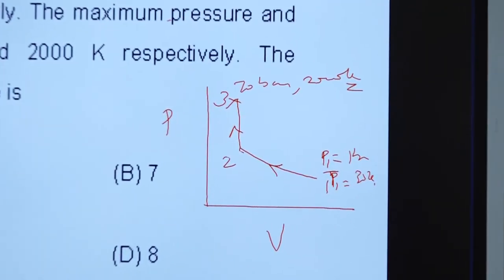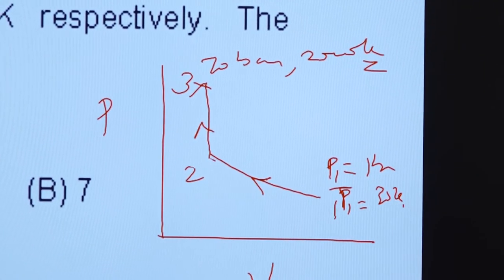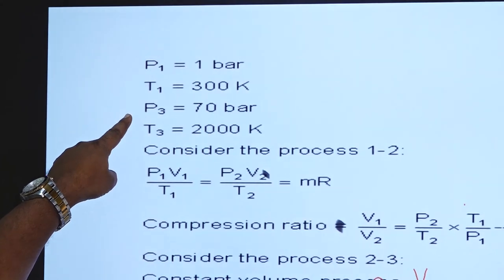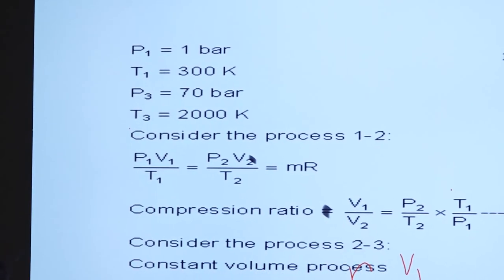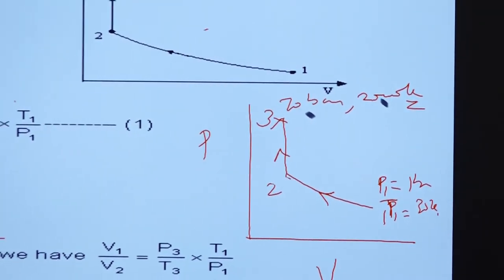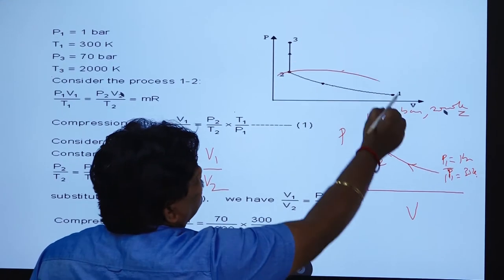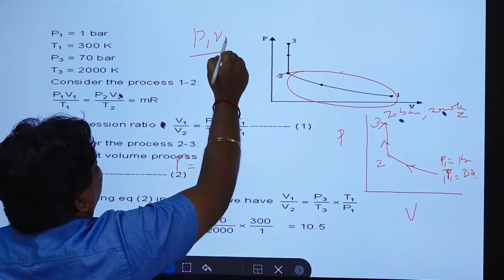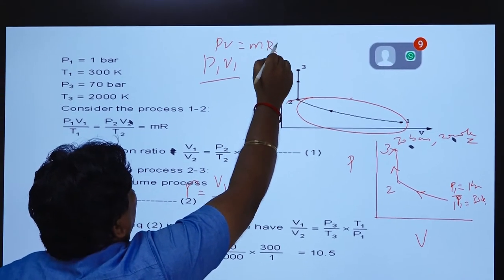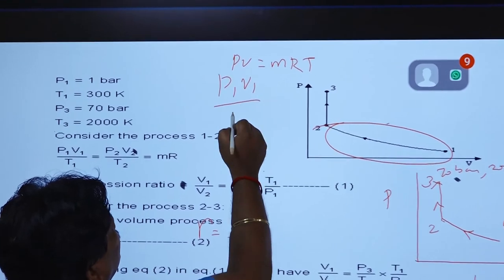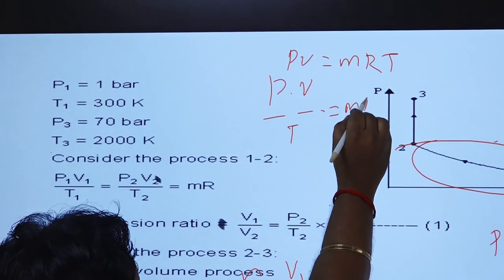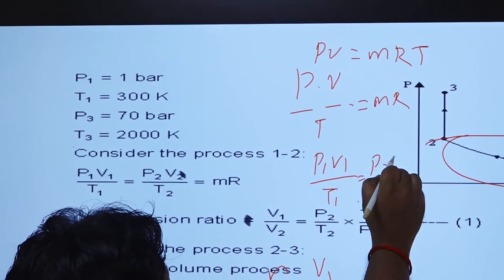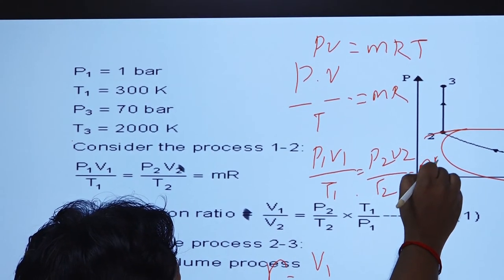So you have to find the value of the compression ratio. Look at this diagram: P1 is there, T1 is there, then P3 and T3 are there, so you know all these values. Now consider the process 1 to 2. You know that PV is equal to mRT, so PV by T is equal to mR. For process 1 to 2, P1 V1 by T1 is equal to P2 V2 by T2, which is equal to mR.